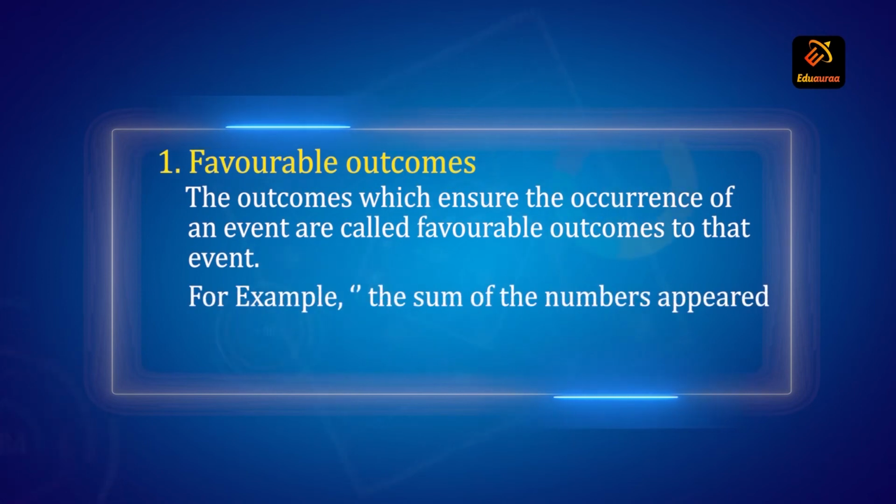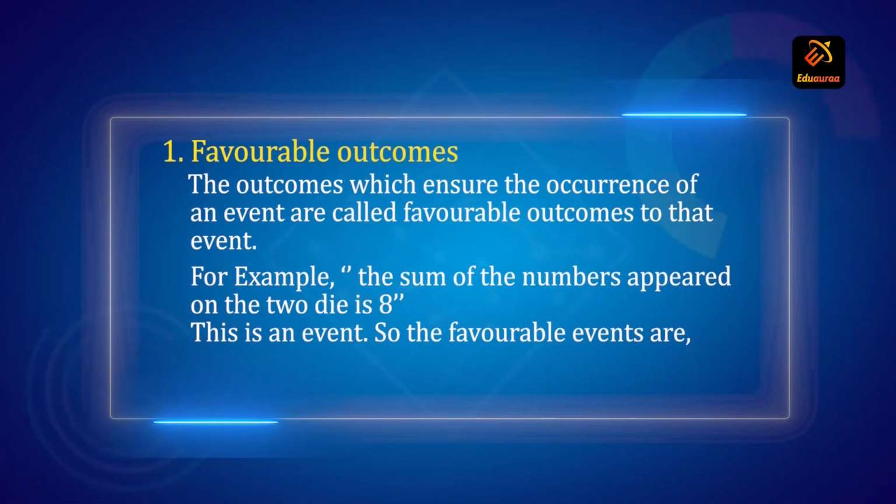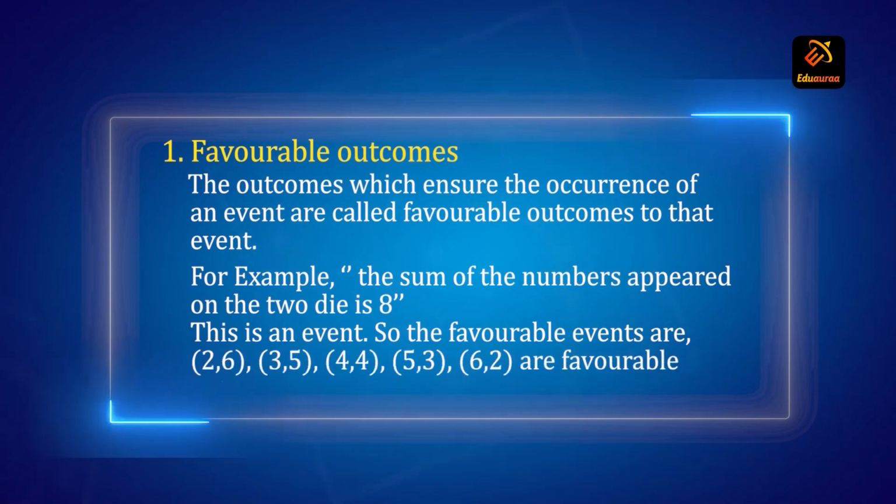For example, the sum of the numbers appeared on 2 dice is 8. This is an event. The favorable outcomes are (2,6), (3,5), (4,4), (5,3), (6,2). So, this many are favorable outcomes.